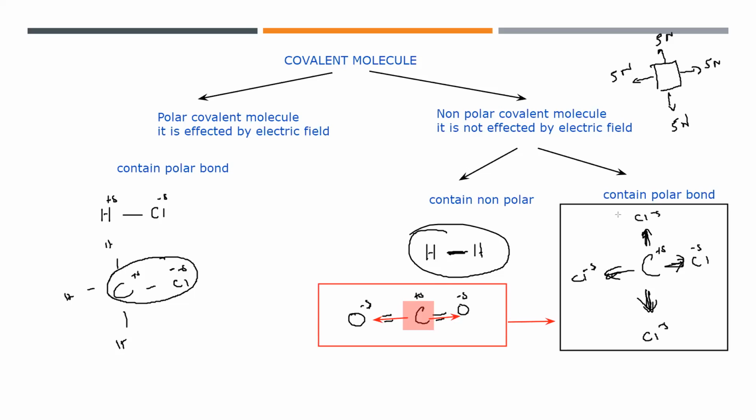A covalent molecule may be a polar covalent molecule, or may be non-polar. If it's a polar covalent molecule, it will contain a polar bond. But if it's a non-polar covalent molecule, then there are two possibilities. It may have a non-polar bond, or it may have polar bonds, but these polar bonds cancel out the effect of each other. So the resultant dipole moment, or the distribution of the charge, is 0.